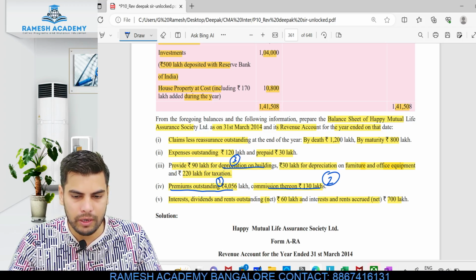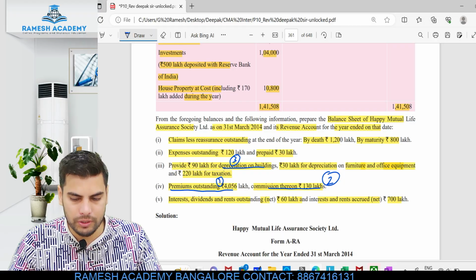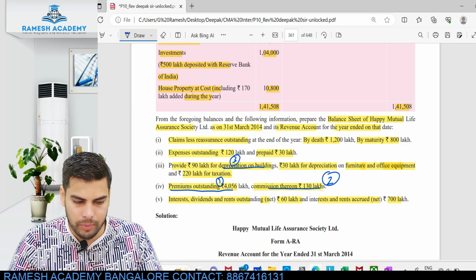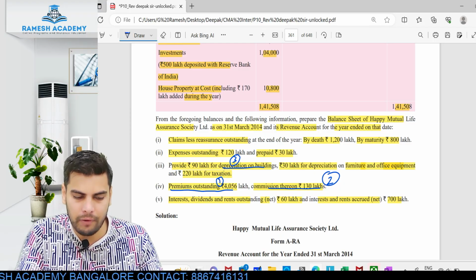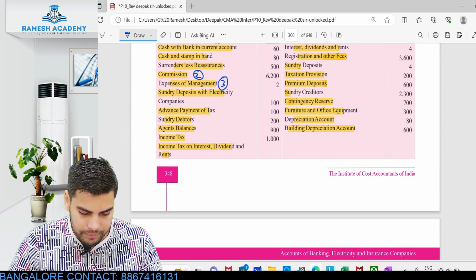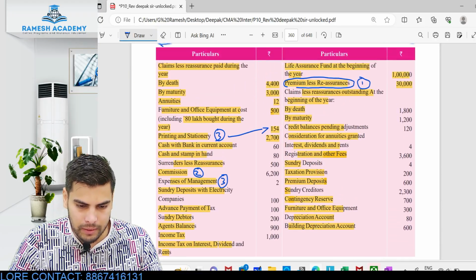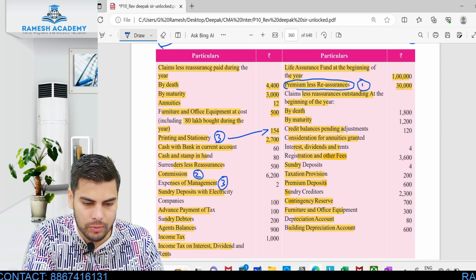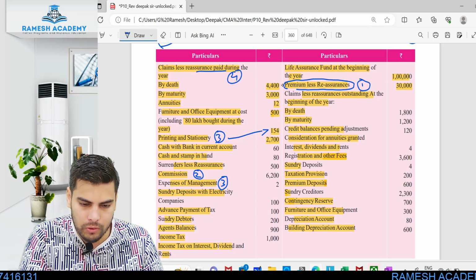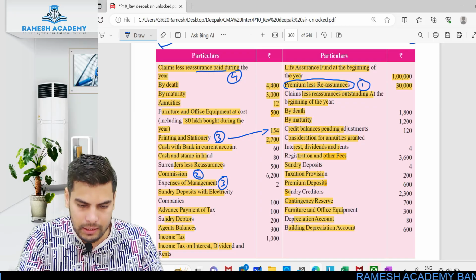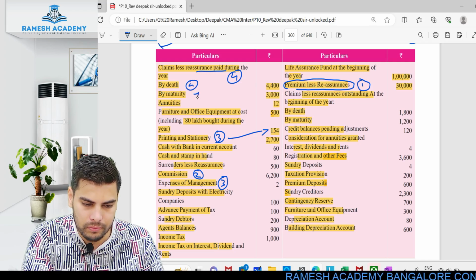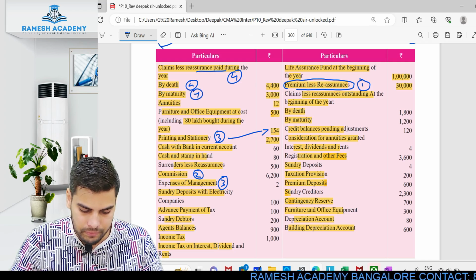After this schedule number 3, what is the fourth schedule? The fourth schedule is with respect to the benefits being paid. Let us see what information we have. Benefits paid, if you see the settlement amount basically, this is the claims which has been paid. This would be your schedule number 4. All this information, this 4,400, and again this 3,000 rupees, all these things would be your schedule number 4. Clear?